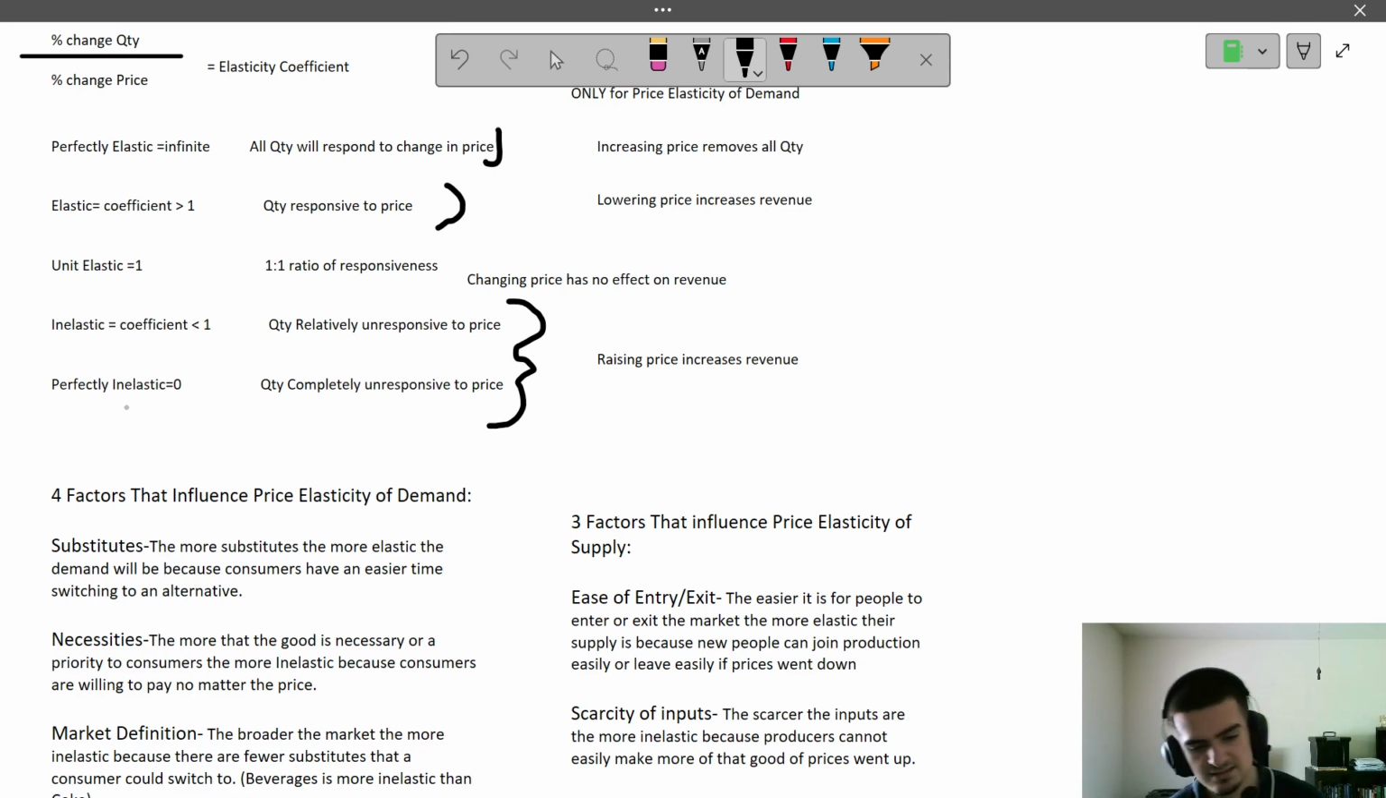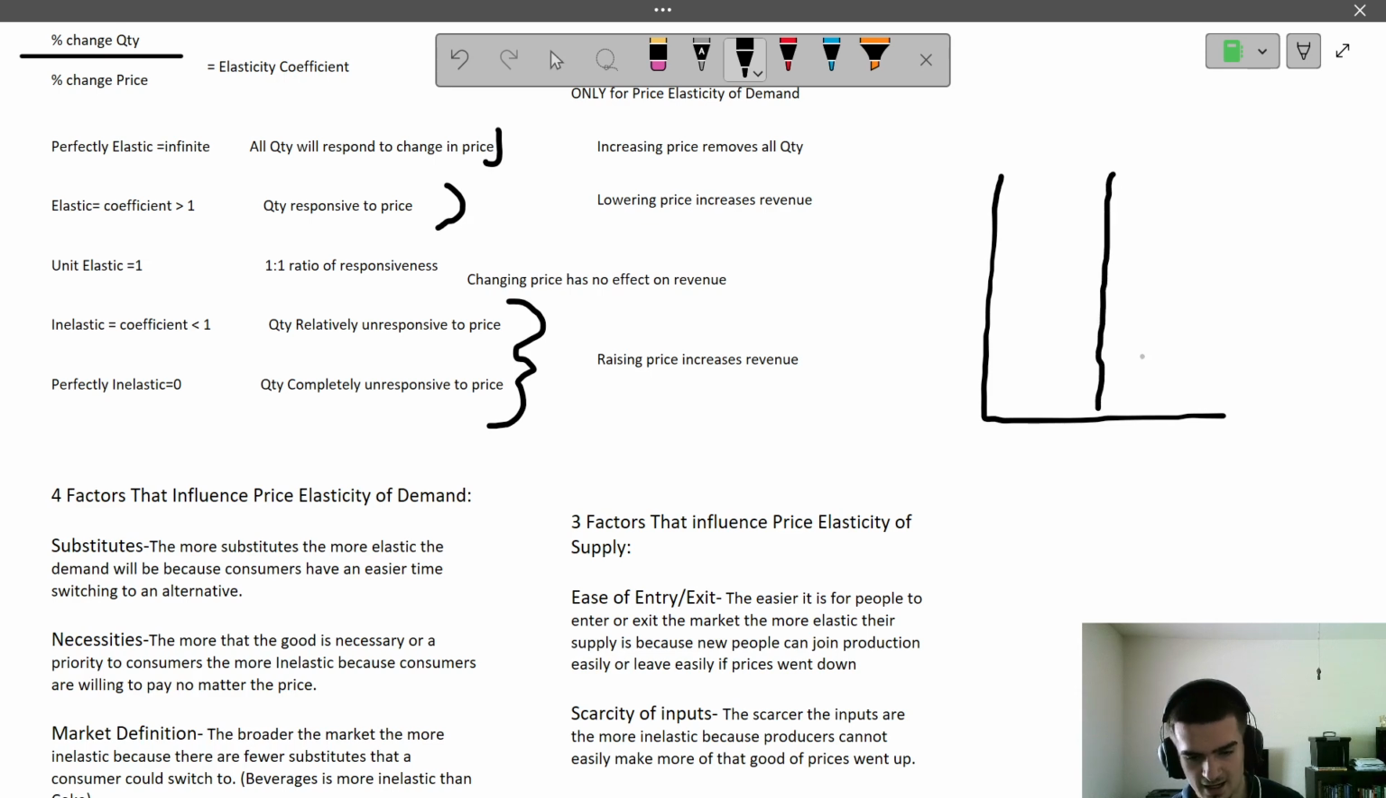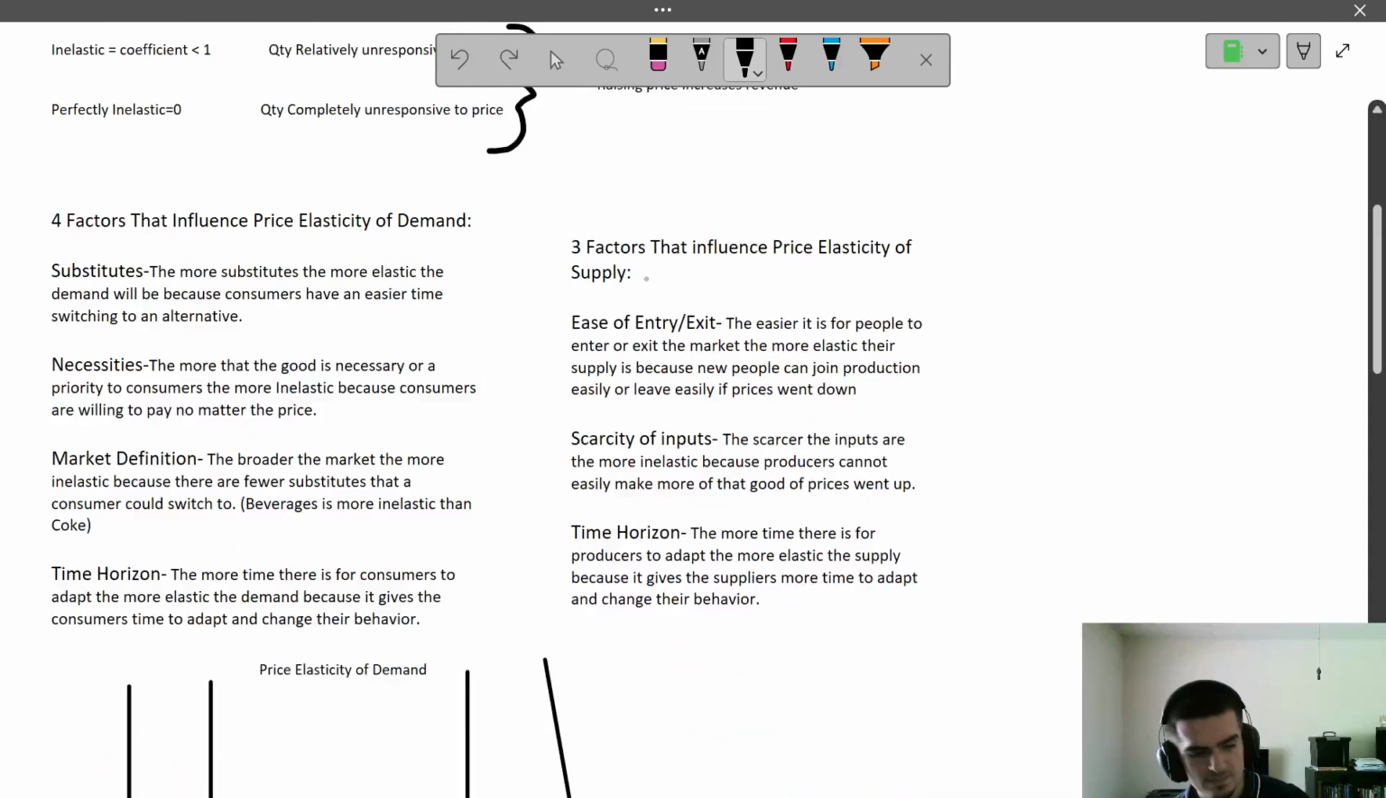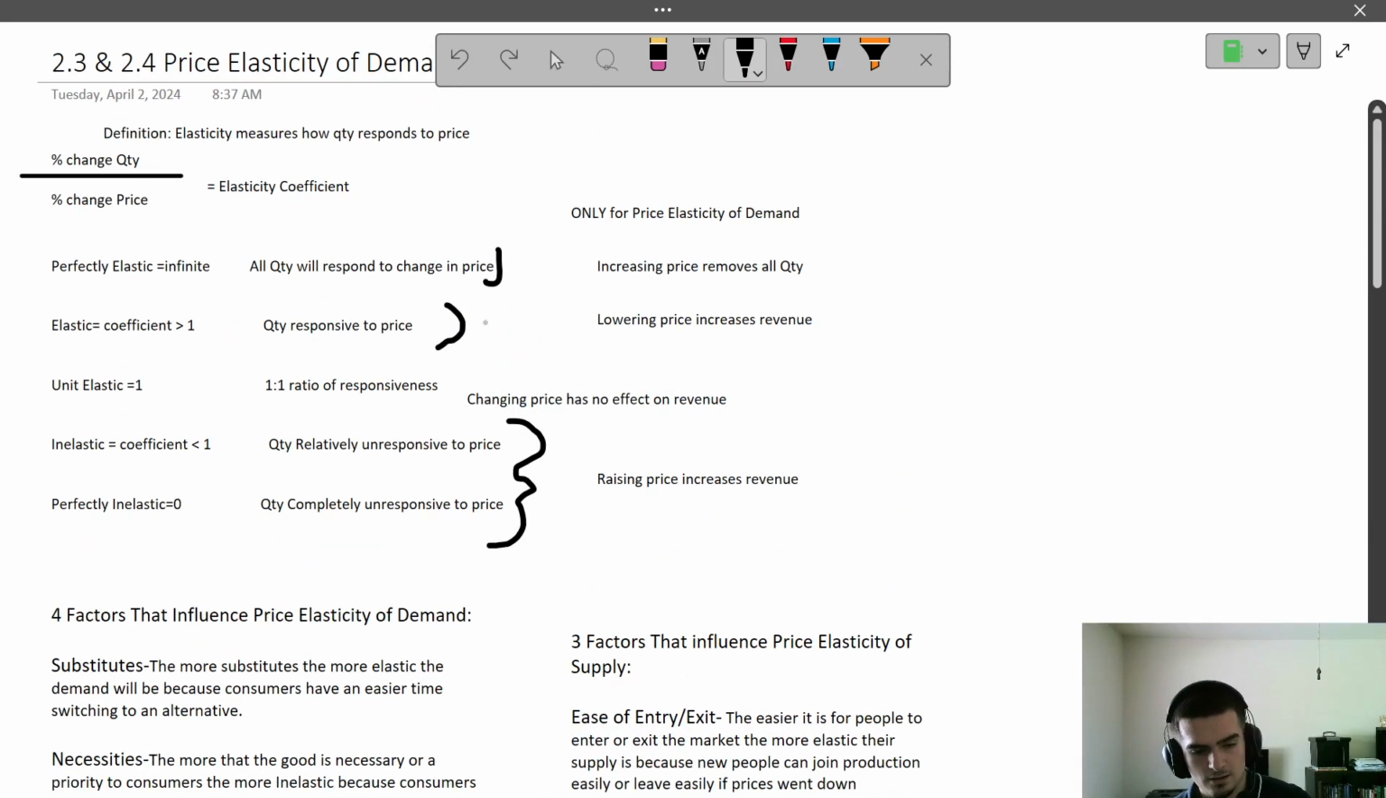Next is perfectly inelastic, where the coefficient equals 0. And that means that quantity is completely unresponsive to price. So people will buy this amount no matter what the price is. On the graph, it'll look something like that, like an I, inelastic, because no matter what the price is, the quantity is always the same. Okay.